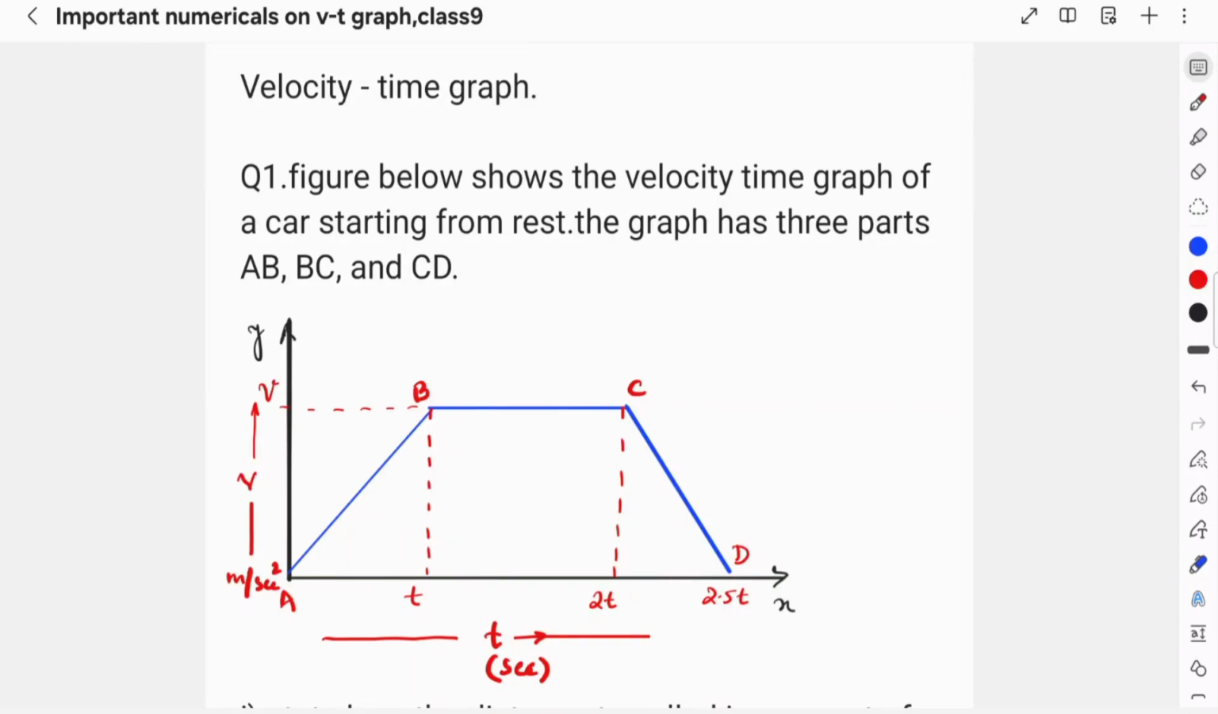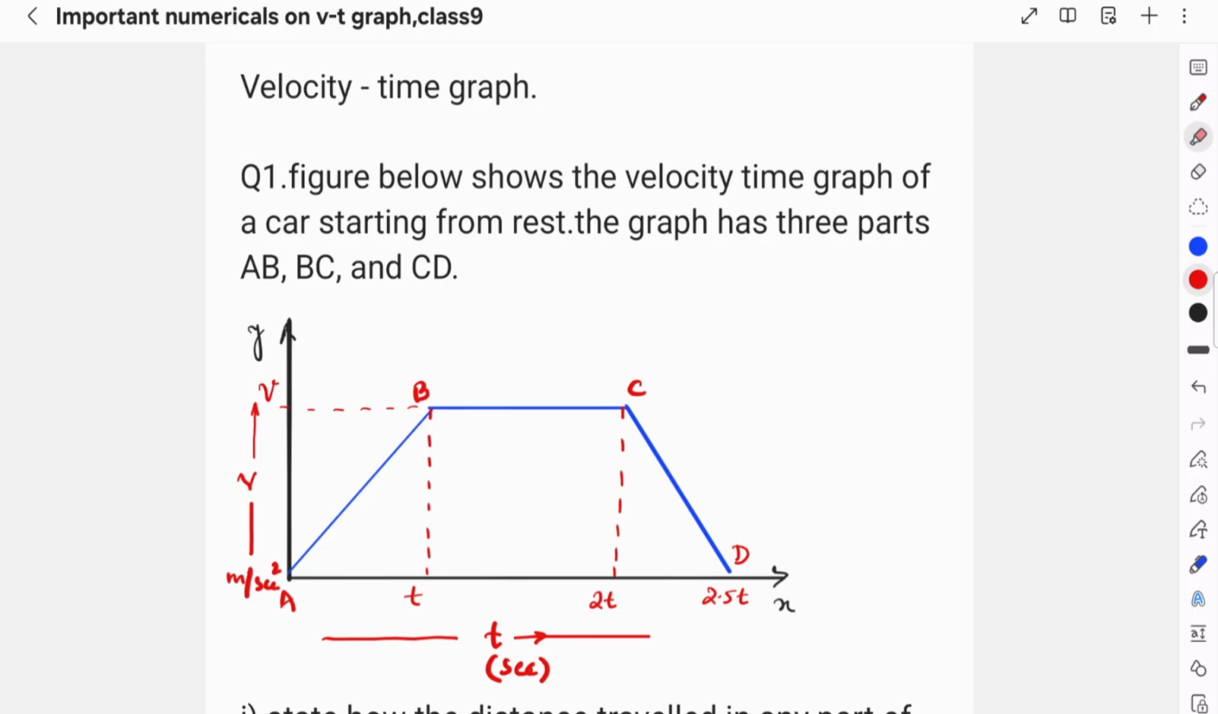Hi students, let's see some important numericals on velocity time graph. So we have the first question here. The question says, figure below shows the velocity time graph of a car starting from rest. The graph has three parts, AB, BC and CD. So the car is starting from rest and it is traveling along, and we have to answer the various questions.